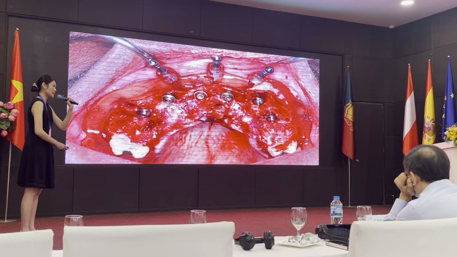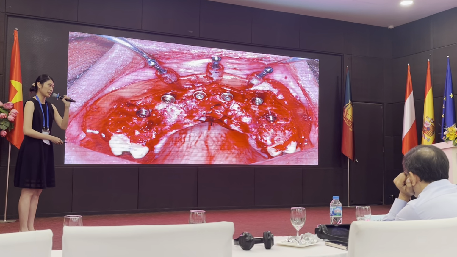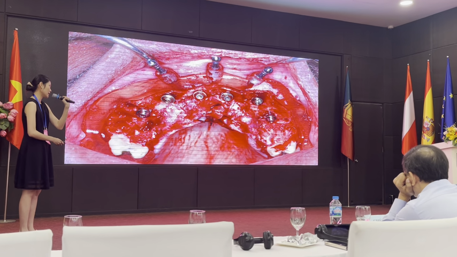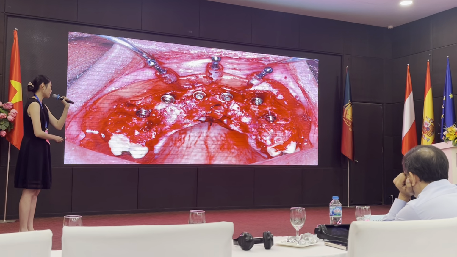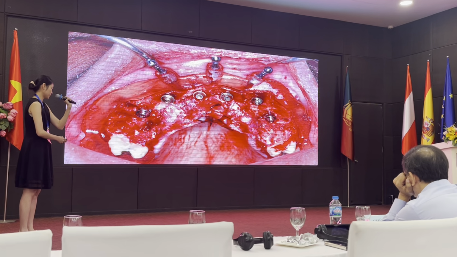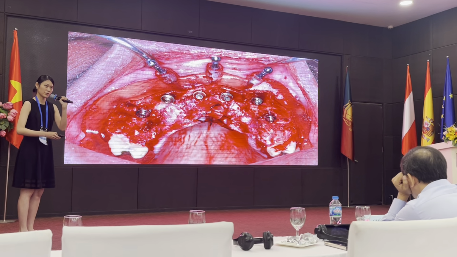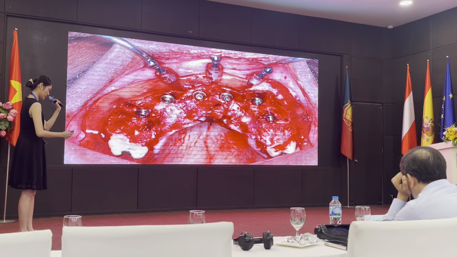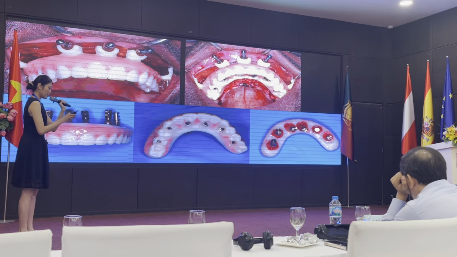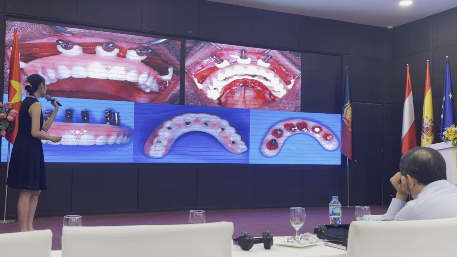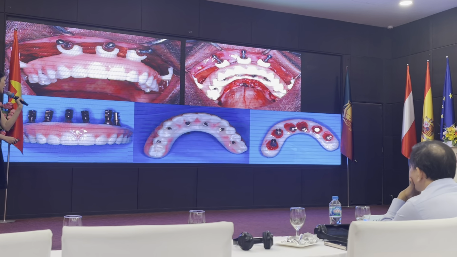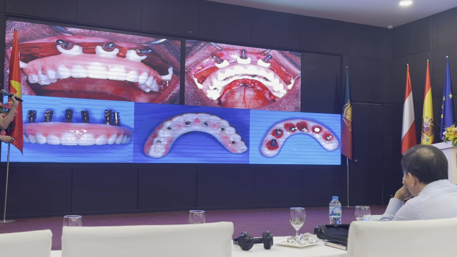And after we place the dental implant and confirm that we have a good primary stability, then we went on to choose the abutment that we want to use. And this is also determined before the surgery. And after we select the abutment, we put the temporary cylinder onto the top of the implant.